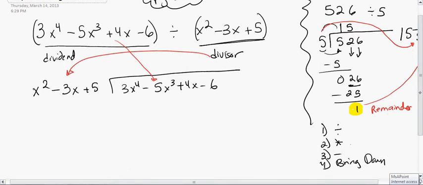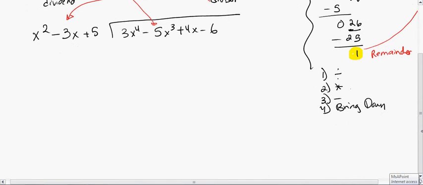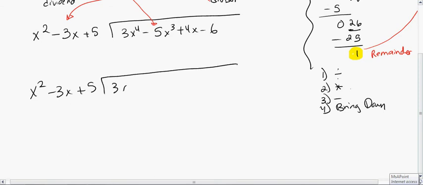All right, let me give myself a little bit more space here. I'm going to rewrite this problem so I have some space. You won't need to rewrite it. I don't want to erase my arrows, so we can go back later and see where things have come from. So 3x to the 4th minus 5x cubed plus 4x minus 6. All right, let's take a look at my little checklist here. I need to start by dividing. Well, that looks a little weird, right?